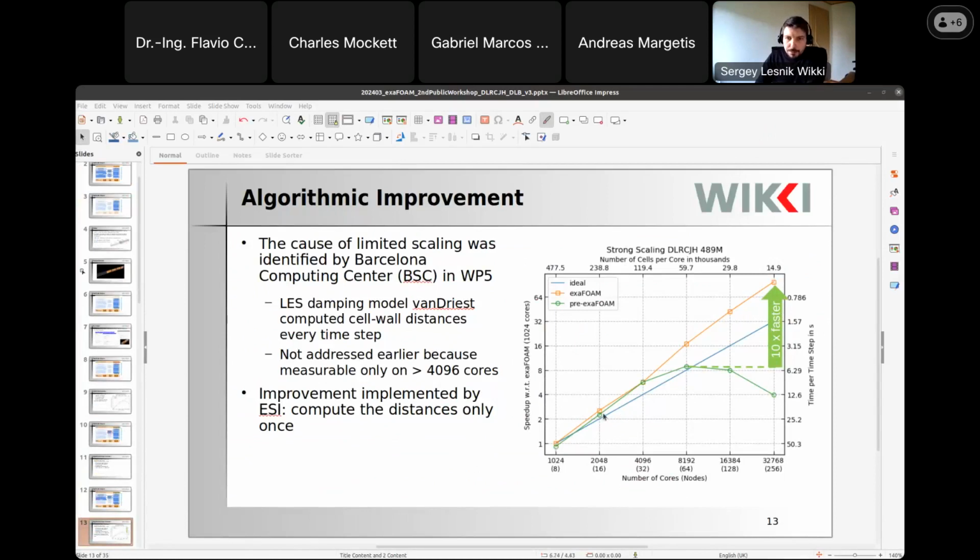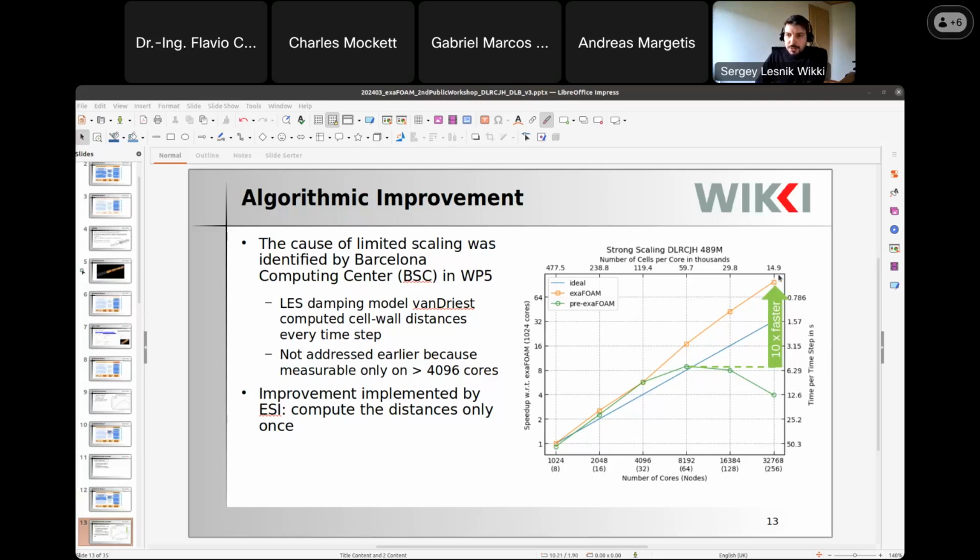And then, as you can see, the result before is the green line, and the line with the algorithmic improvement implemented by ESI is the orange one, and the best performing case got just 10 times faster.